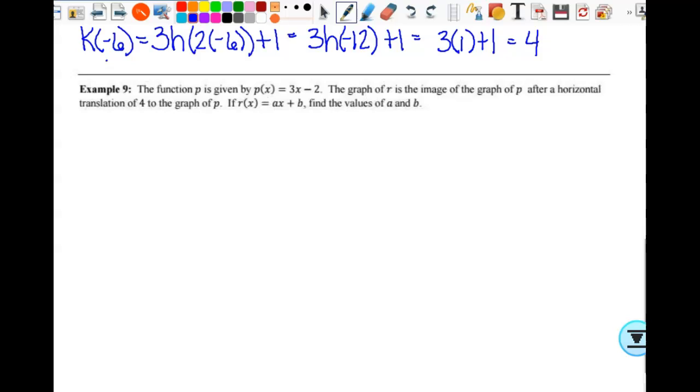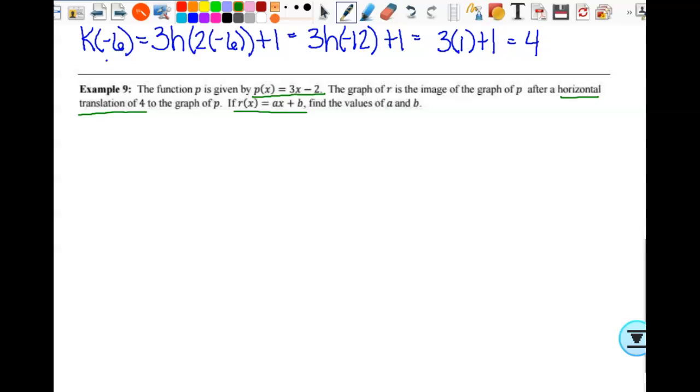Okay, so this one is very similar to the A, B, and C one, but it's different, right? So they give us this function, p of x, 3x minus 2, and the graph of R is the image of P after a horizontal translation of 4 to the graph of P. If R of x is in this form, find the values of A and B.